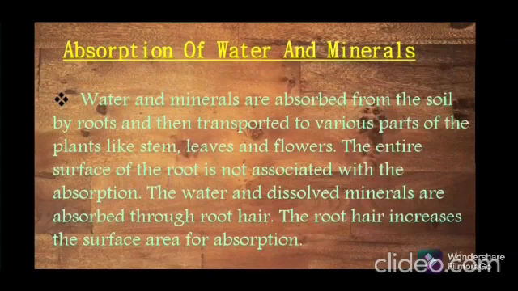Absorption of water and minerals. Water and minerals are absorbed from the soil by roots and then transported to various parts of the plants like stem, leaves, and flowers. The entire surface of the root is not associated with absorption. The water and dissolved minerals are absorbed through root hair. The root hair increases the surface area for absorption.